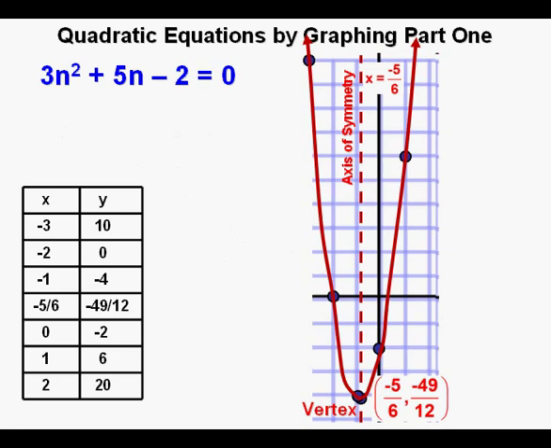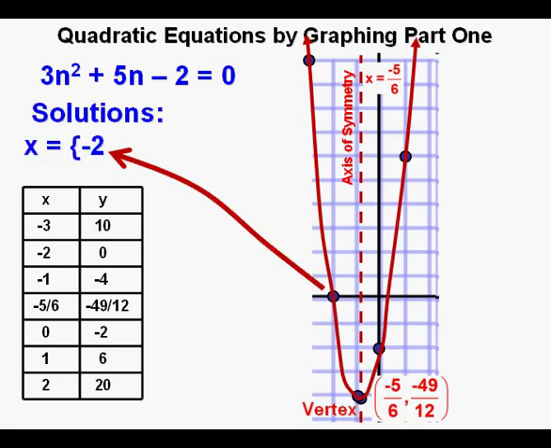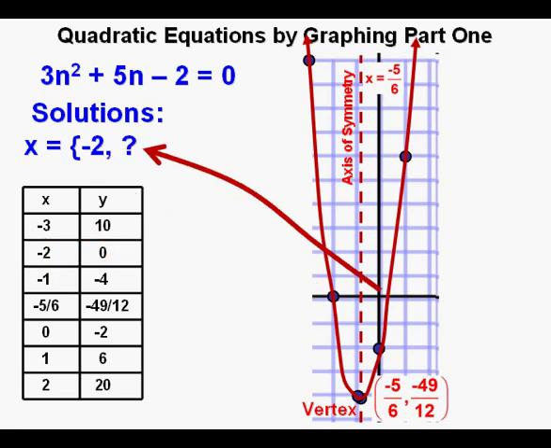Now we get to step 4, find the solutions along the x-axis. Here's one solution, or x-intercept, at x equals -2. And this makes sense because we can see this is a solution as a 0 in the table. But what about this other 0? We see that it exists because we see it on the x-axis between x equals 0 and x equals 1. We'll call it a question mark until we find exactly what it is.